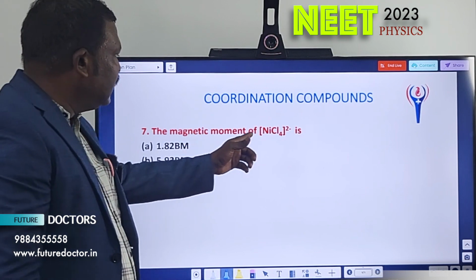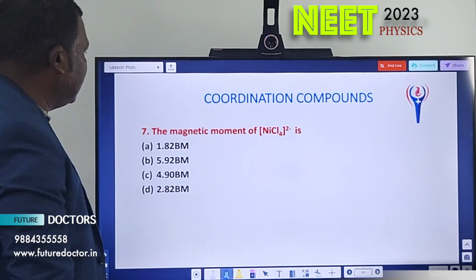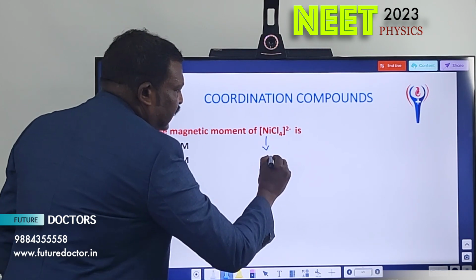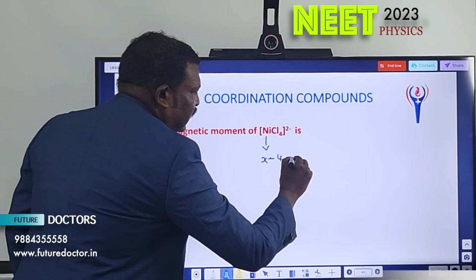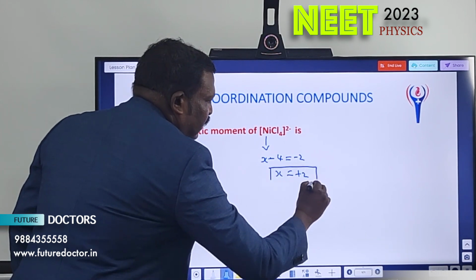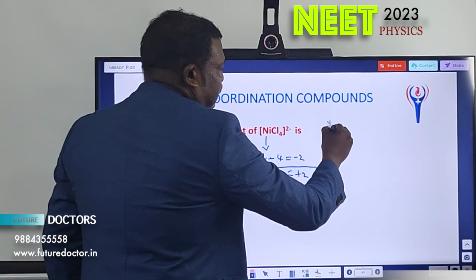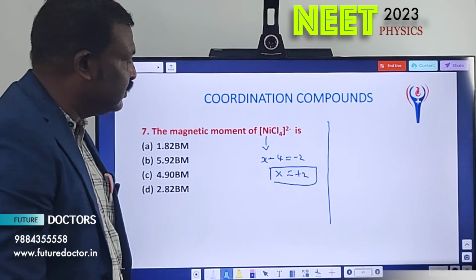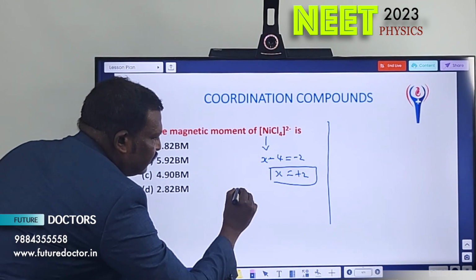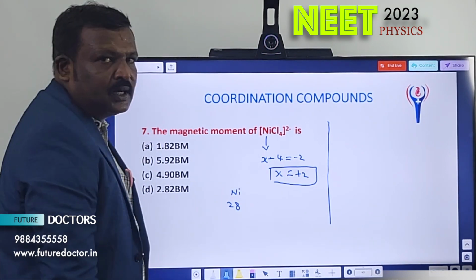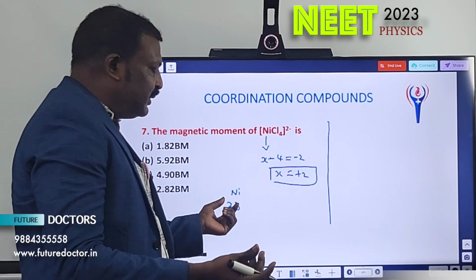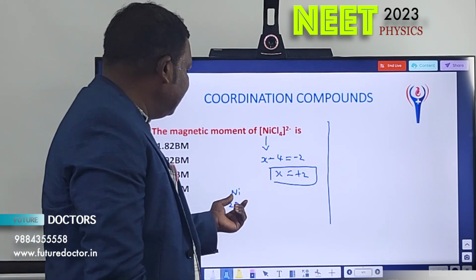The magnetic moment of NiCl4 2 minus. Simple one. As usual, I told you, find the X value. X minus 4 equals minus 2, so X is equal to plus 2. Always we will get only a plus value, not minus, because metals have electropositive character. The nickel atomic number is 28. Just remember, Chennai 28, if you want to memorize the nickel atomic number.